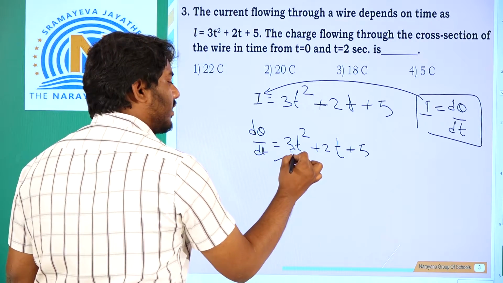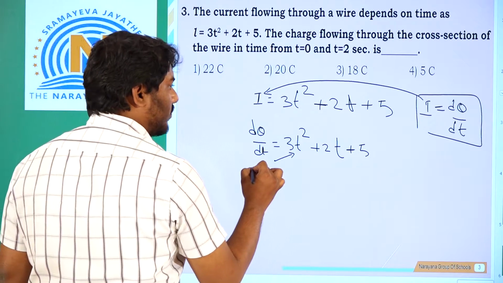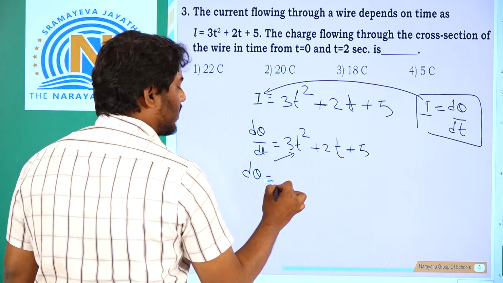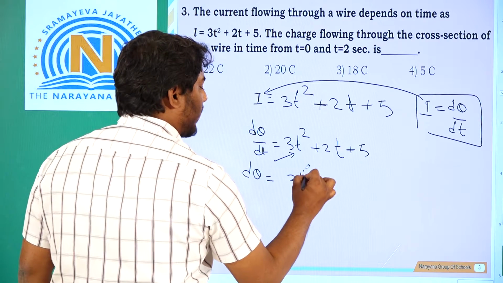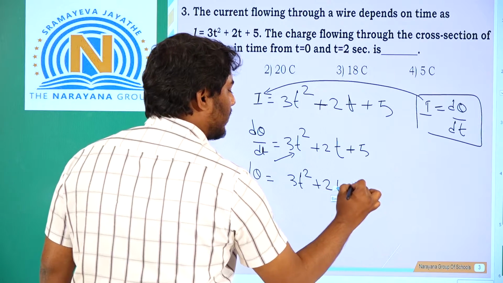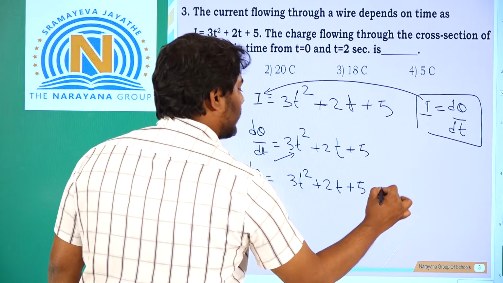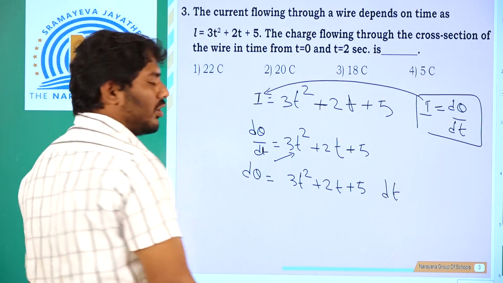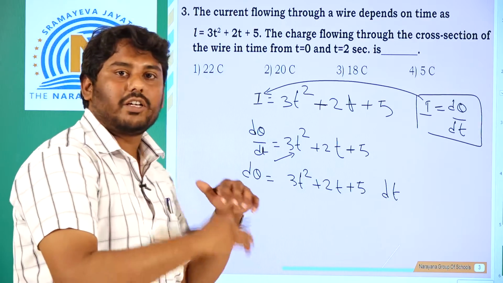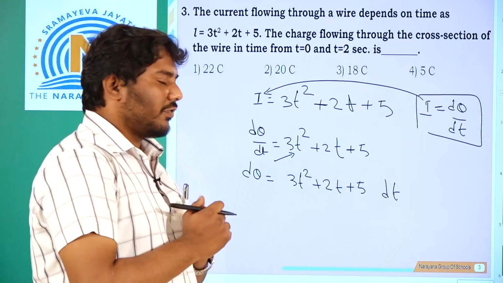Send this dt to that side. What will I be left with? dq, the smallest charge, is (3t square plus 2t plus 5) into dt. Here I can apply integration. We all know the formulas of integration.